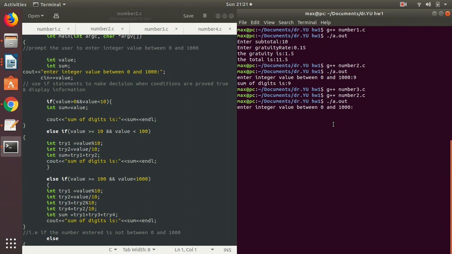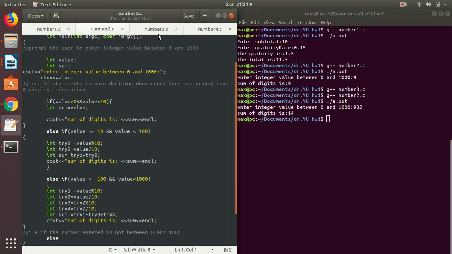Okay, so if we insert 932, that's 14. This one was our first remainder. The right hand value was 2. Then the second one, when you divide, then another one when you divide, like that. So that we came up with try 1, try 2, try 3. Okay, so you got number 3.